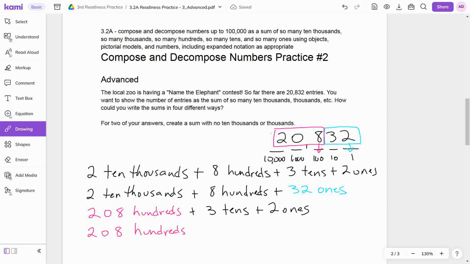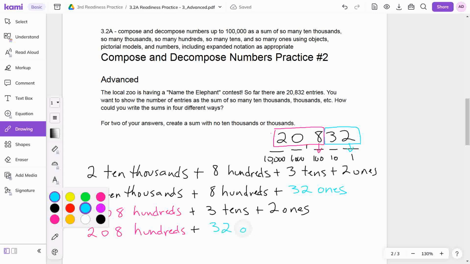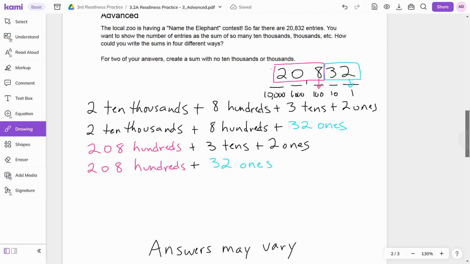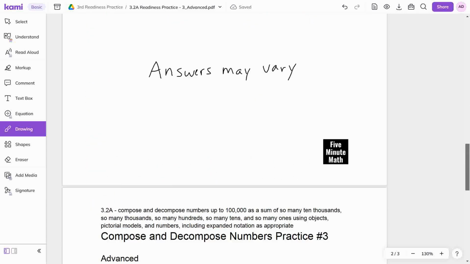And I could also regroup, if I wanted to, the tens and the ones. And I can say 32 ones. You could also have grouped larger, right? You could have said 2,083 tens. That would have worked. Or you could have said 20,832 ones. That could have worked. So those are just some of the answers that could work here for our second problem.